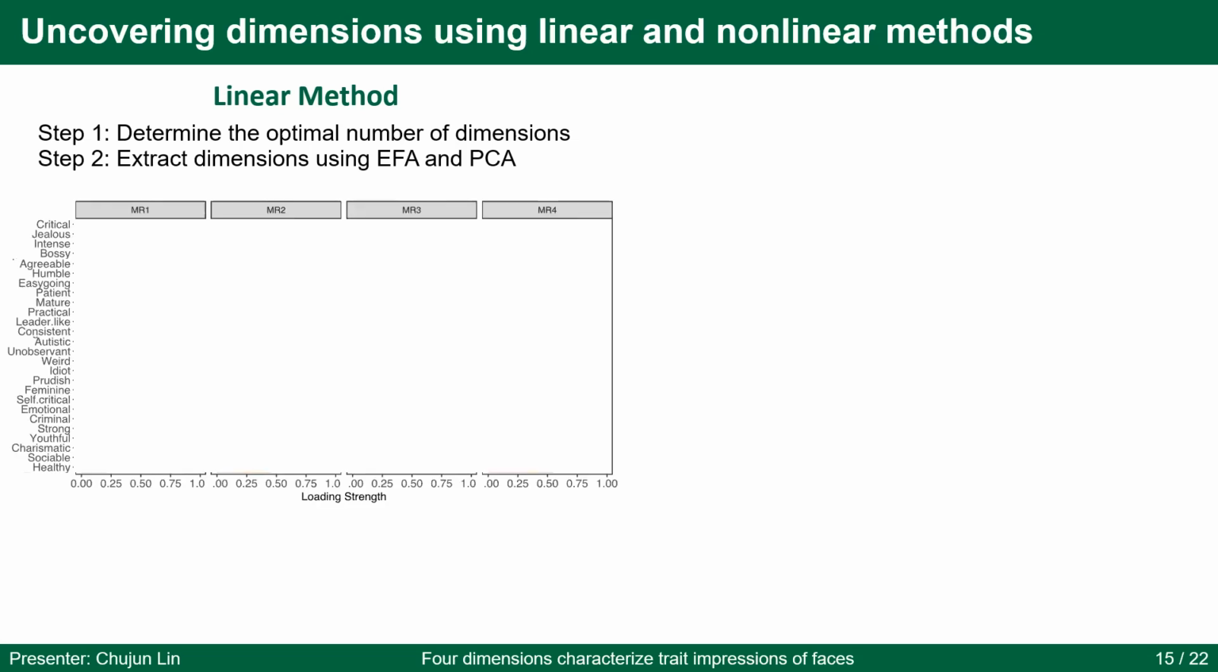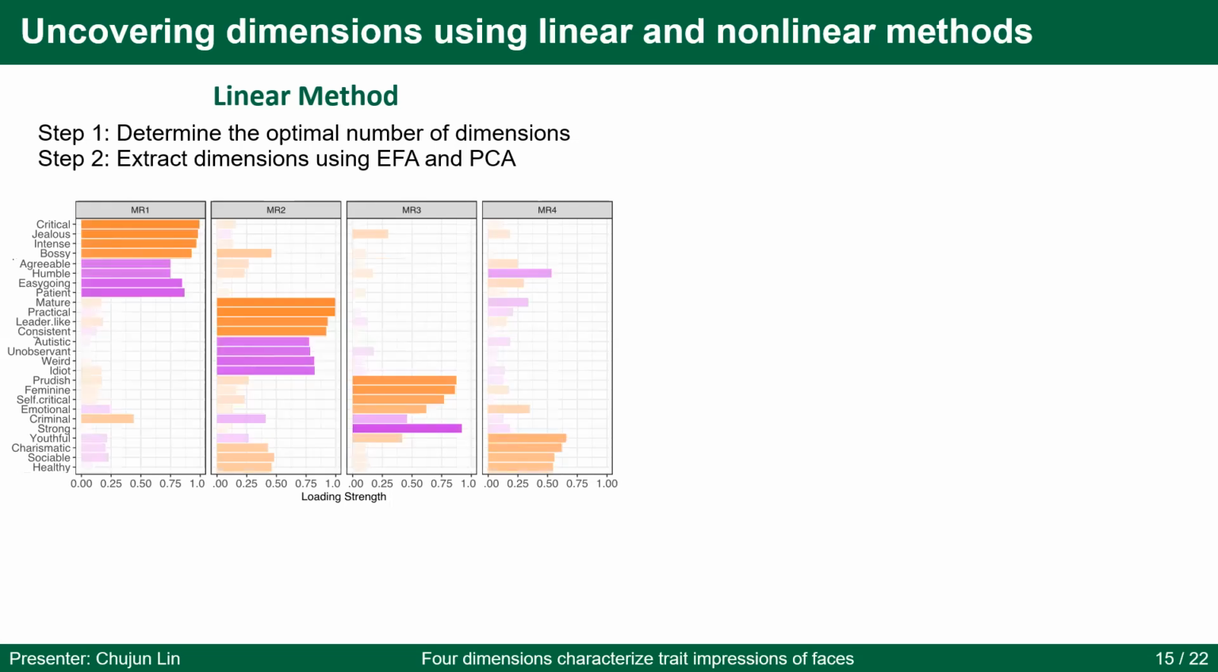The results returned from this analysis tell us how strongly the 100 trait impressions listed in the y-axis are related to the 4 extracted dimensions listed in the columns. I'm showing results of EFA for a subset of trait impressions here. PCA also confirmed this result.